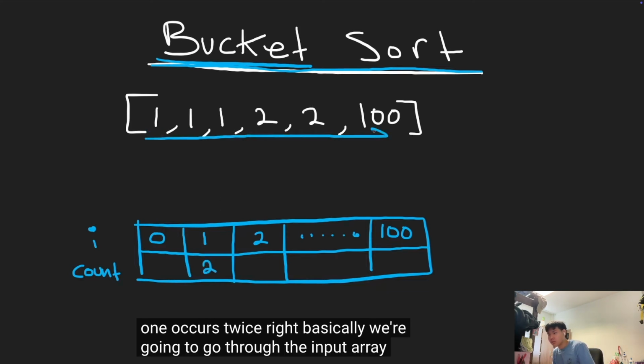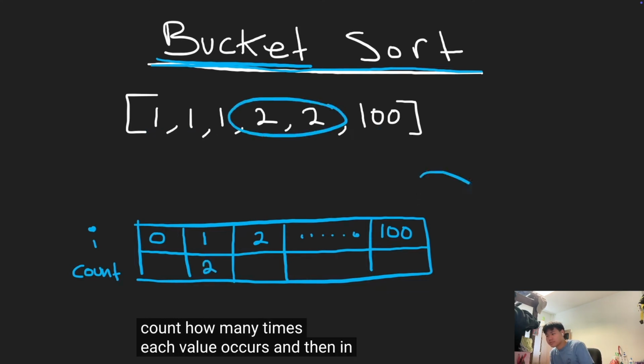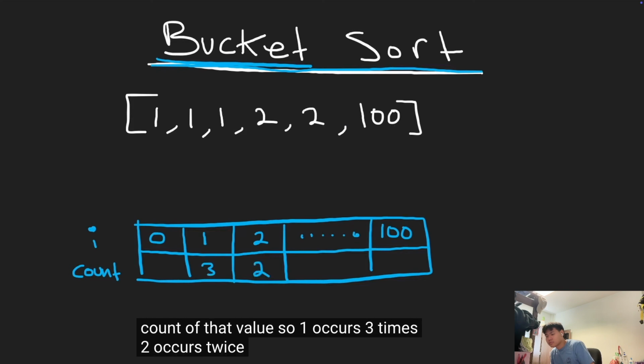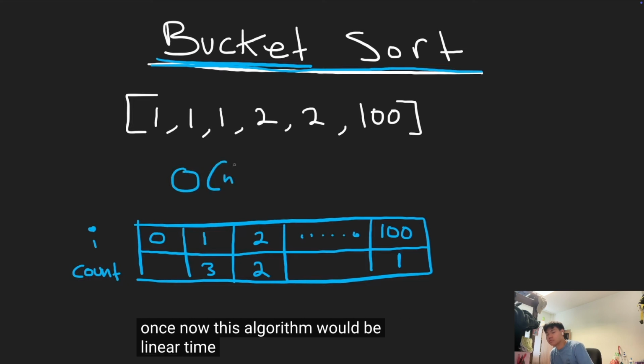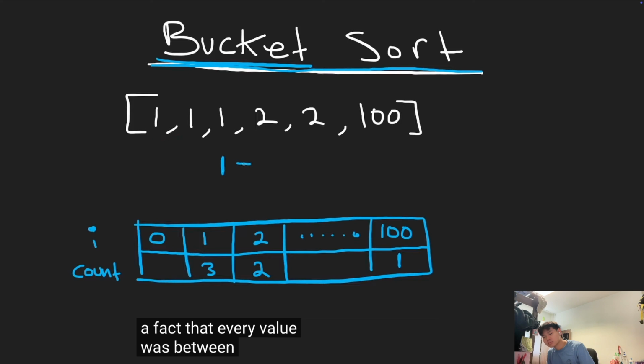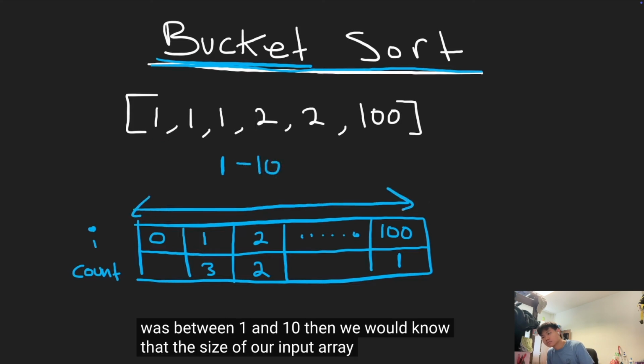Basically, we're going to go through the input array, count how many times each value occurs, and then in our array, put that count for that index. Map the value to the index, and then put the count of that value. So 1 occurs 3 times, 2 occurs twice, 100 in this case occurs once. Now, this algorithm would be linear time if our input values were bounded. For example, if we knew for a fact that every value was between 1 and 10, then we would know that the size of our input array is also going to be 10.